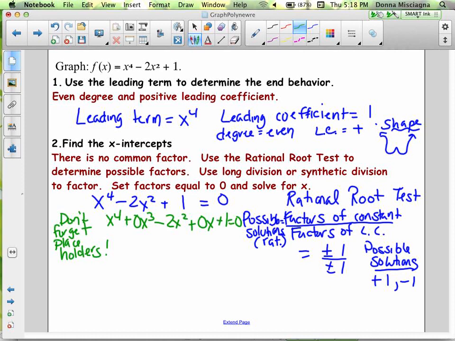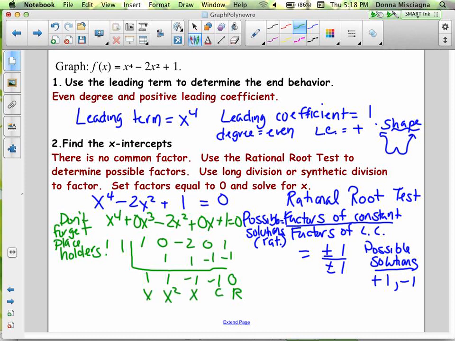So I'm going to try 1. Let me write the rest of the problem here: 1, 0, negative 2, 0, 1. So I bring down the 1. 1 times 1 is 1. Add, I get 1. 1 times 1 is 1. Add, I get negative 1. Negative 1 times 1 is negative 1. Add, I get negative 1. Negative 1 times 1 is negative 1. And add, I get 0. So that one is a solution. This is the remainder. This is the constant. This is x squared, and x cubed.